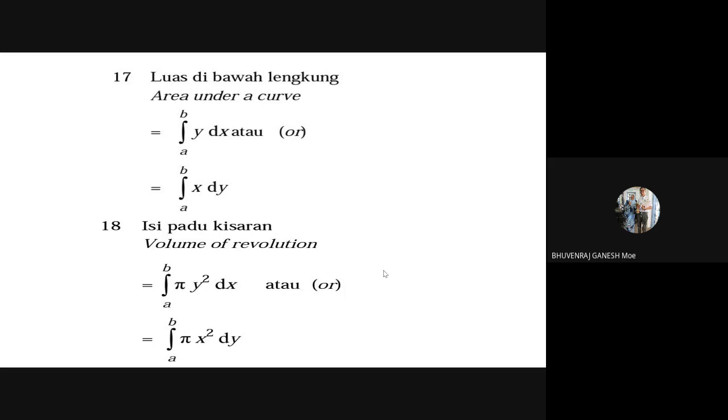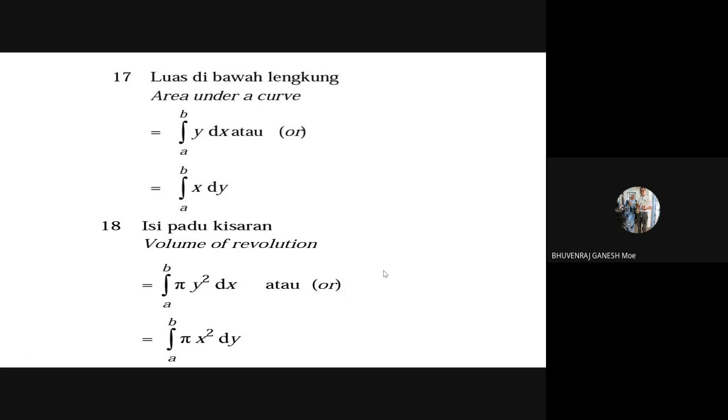So kamu boleh lihat. Tadi saya tanya ini. Cari luas bawah lengkung dan cari isi padu kisaran. Volume of revolution and the area under the curve. So only 2 formulas here. Okay, so you need to understand the difference between these 2 formulas. Kamu kena faham perbezaan antara dua-dua formula ni. Satu adalah cari luas respect to paksi X. Kamu kena berpandukan pada paksi X. Itu sebab mereka letak dx kat situ. Kalau letak dy maksudnya refer to paksi Y, refer to the y-axis and do your integration.